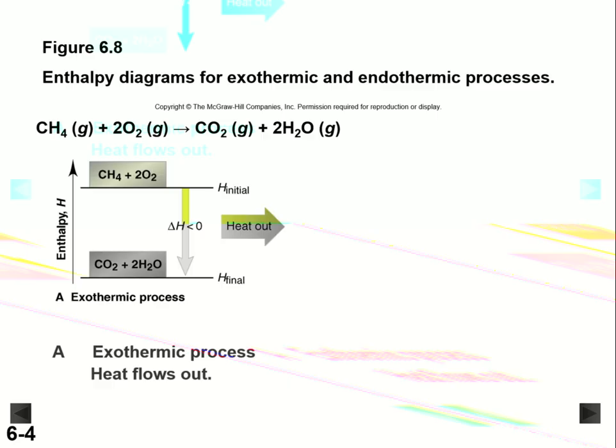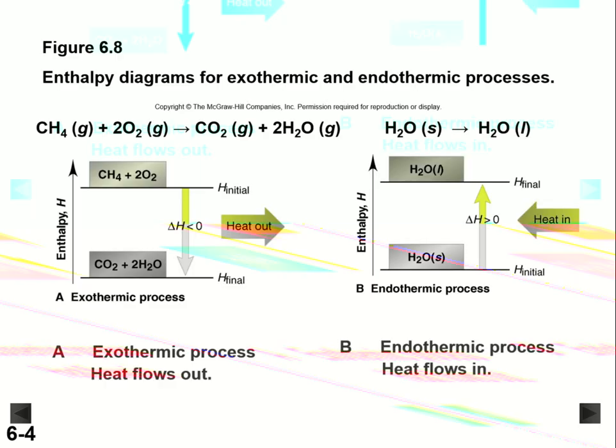So on this diagram now, notice we don't have energy on our vertical axis. We have enthalpy, that is H. And that's the parameter that we can measure precisely. So our initial enthalpy is high for methane plus oxygen. You ignite the methane and it burns and you get carbon dioxide and water. And the final enthalpy is lower. Heat flows out of the system. You burn natural gas, you get heat out. This is what we term an exothermic process. If delta H is negative, it is an exothermic process.